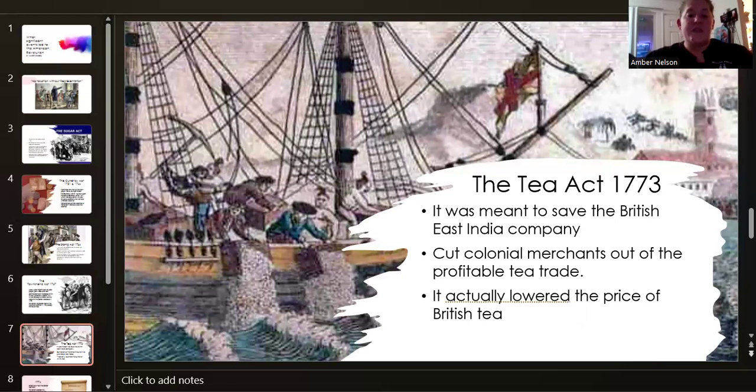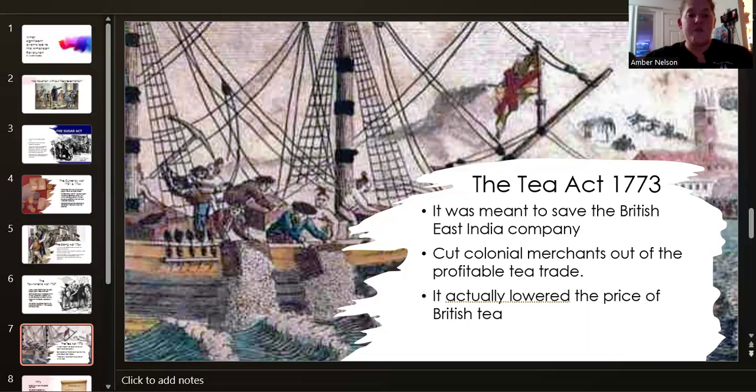The Tea Act wasn't a new tax. It was actually meant to lower the price of tea by letting the struggling British East India Company sell directly to the colonies, skipping over colonial merchants. But colonists saw this as a trap. If they bought the tea, they'd be accepting Parliament's right to tax them without representation. Plus, colonial merchants were cut out of the deal, which made them furious.